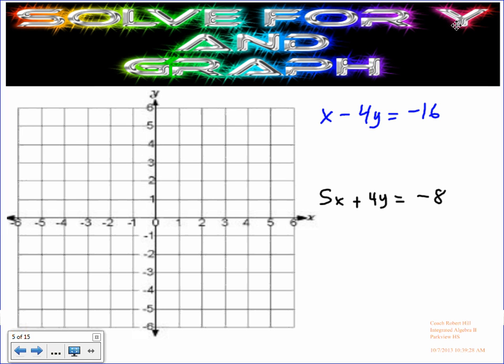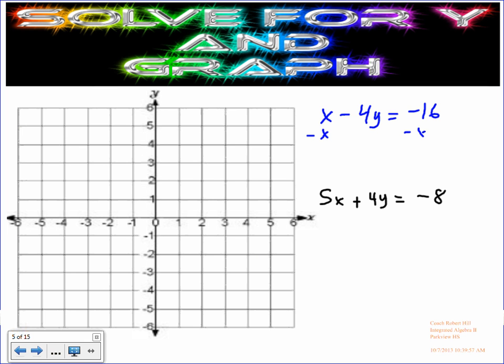Okay. If I could solve these using another method, elimination would be a good method to solve this problem by. Because look, I've got negative 4y and positive 4y. I know that if I just added those together, they cancel out. So that would be a choice. But because the directions in this particular problem say they want us to solve for y and graph, I need to solve these equations for y.